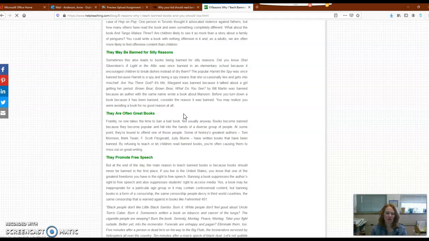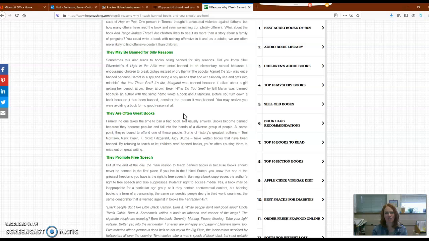Brown Bear, What Do You See? is a classic kindergarten and preschool book teaching about colors. That was banned because an author with the same name had written a book about Marxism. So you think how ridiculous some of these things are to be banned. Now, that being said, when you read this, this is going to be something that you will have to decide, if you are ever going to teach upper junior high or lower high school lit, if this is something you are going to be doing.